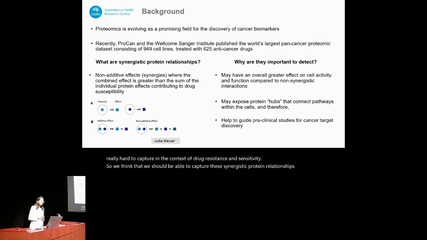And so synergistic protein relationships in our study, essentially, we've just called non-additive effects, where the combined effect is greater than the sum of its parts when contributing to drug susceptibility. And we think they may be more important to detect because they may have a greater effect on cancer cell viability than non-synergistic interactions. And this might expose protein hubs that connect important pathways within the cells that can help us to guide preclinical studies.